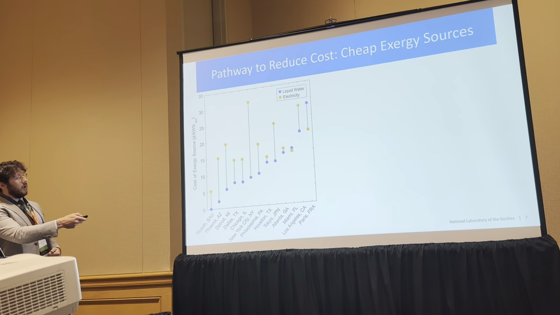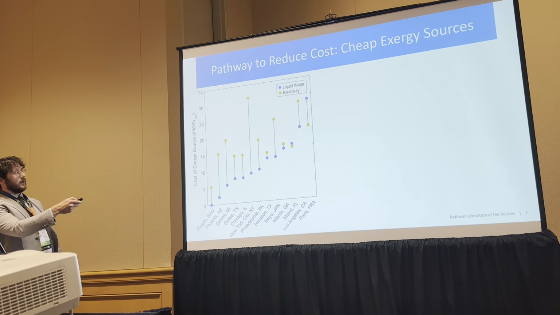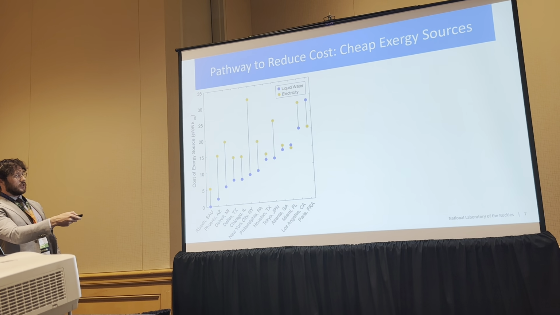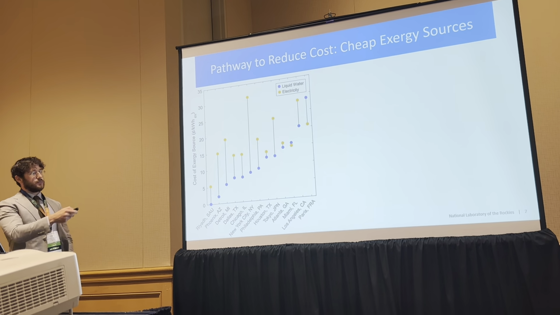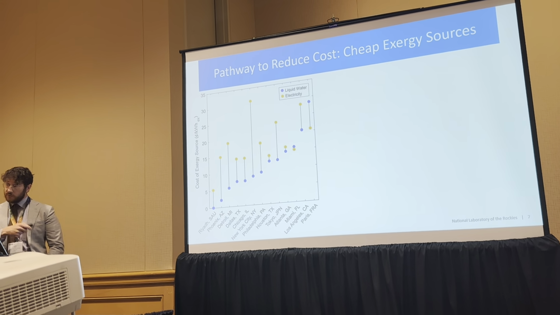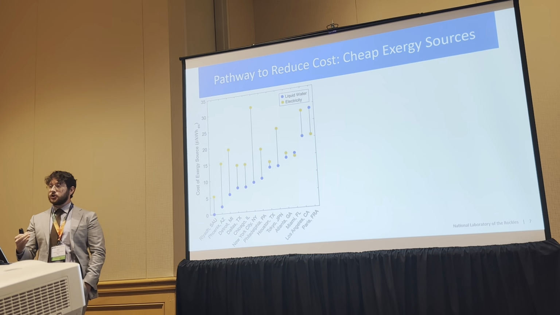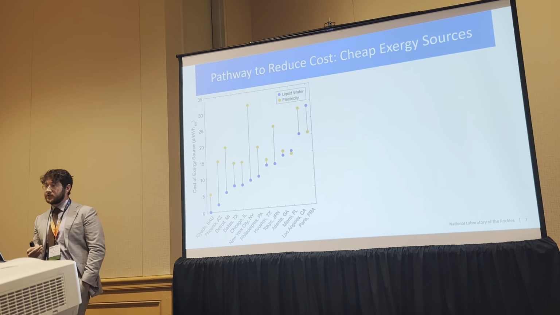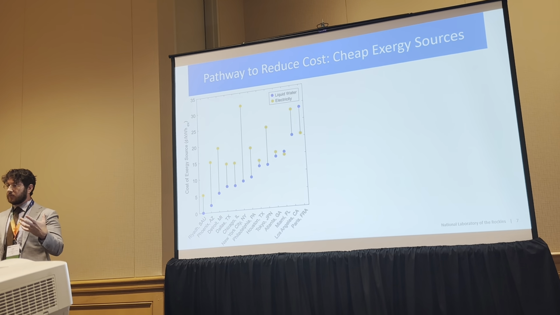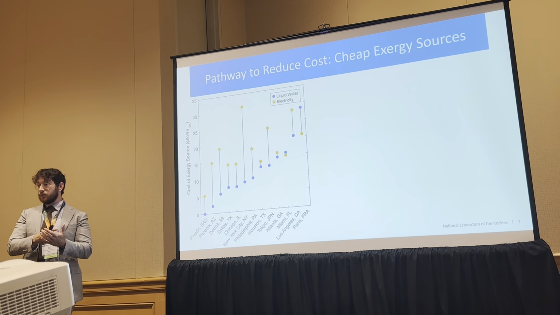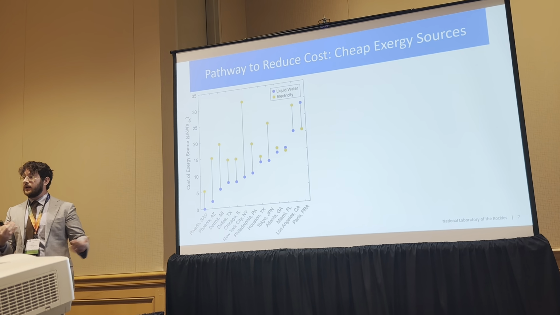So what I'm plotting here is the cost per unit exergy of both liquid water and electricity. These blue dots are the cost per unit exergy of liquid water, and these yellow dots are the cost per unit exergy of electricity. So what you can see is that in many locations, water is a much cheaper exergy source than electricity. So even if the exergetic efficiency is comparable, using water can lead to a cheaper system because it itself is cheaper to input than electricity.